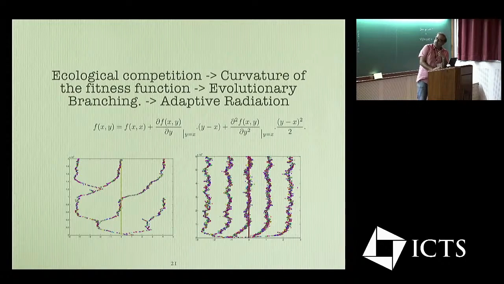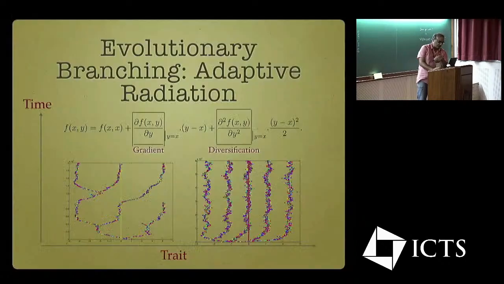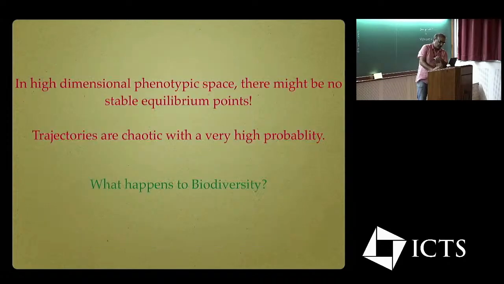So this was the story of one dimension, where I had the gradient factor which drives me to the equilibrium point, and this other factor responsible for diversification. But essentially, evolution happens in higher dimensional spaces. In general, in higher dimensional dynamical systems, things can be typically chaotic, and there might not be any equilibrium point, so to speak. So what happens to biodiversity? Because in one dimension, I have to reach an equilibrium and then the curvature effect takes place.